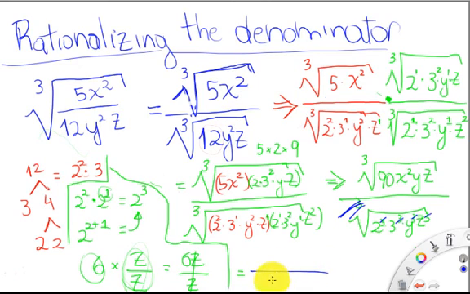So my final answer is going to be 2 times 3, which is 6. I'm just going to go ahead and multiply it out. 2 times 3 is 6. I have y, z. And the numerator is going to stay untouched. It's going to be cube root of 90x squared yz.